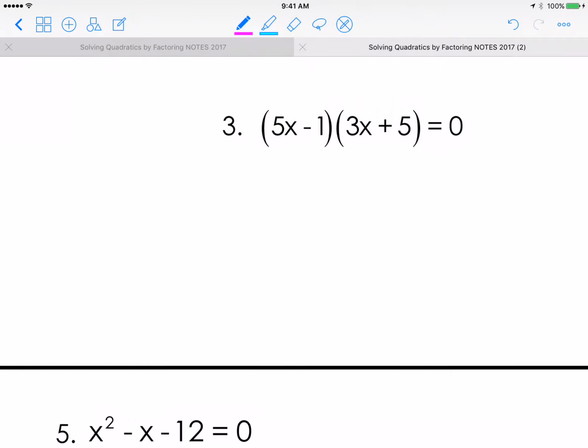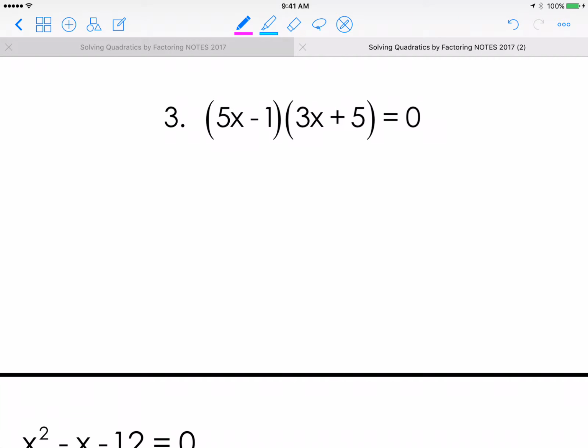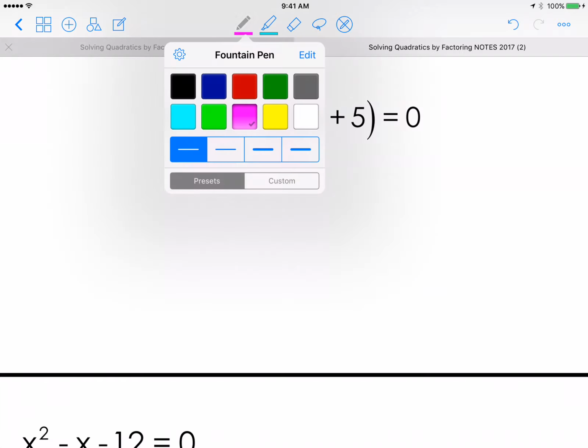Same thing, set them both equal to 0. So 5x minus 1 equals 0.